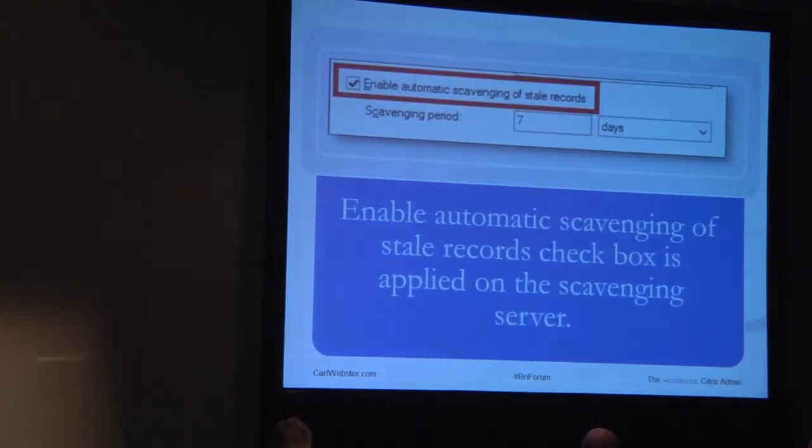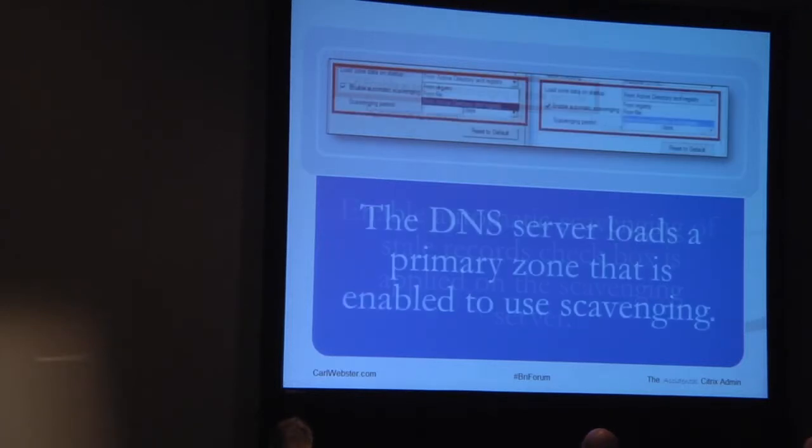Enable automatic scavenging of stale records checkbox is applied on the scavenging server. You can have everything else set, but if this checkbox is not set, nothing happens. And once you get everything set, and once you check this checkbox and click apply, then it will go through and calculate the start scavenging time.